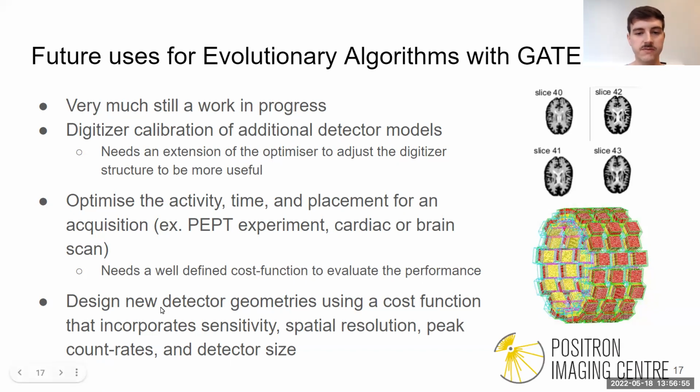Or something that would be very interesting is using an evolutionary algorithm to develop new detector geometries using a cost function that incorporates some desired characteristic of your detector, like sensitivity, spatial resolution, or peak count rates, and also incorporates things like the detector size or its cost, so that you can make the cheapest, smallest detector while meeting all of these design characteristics that you want.